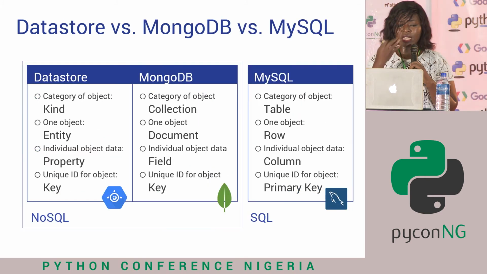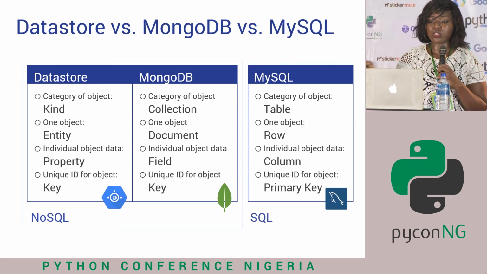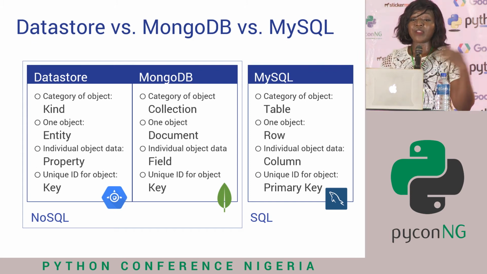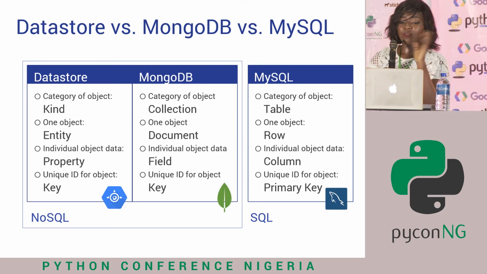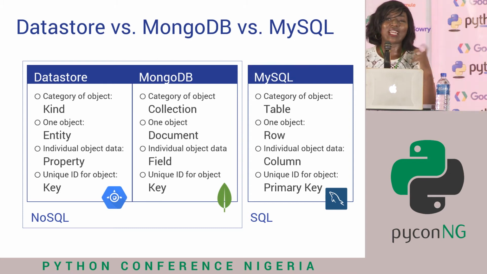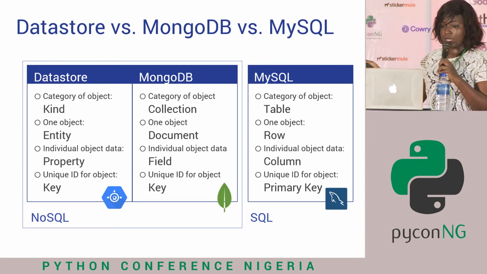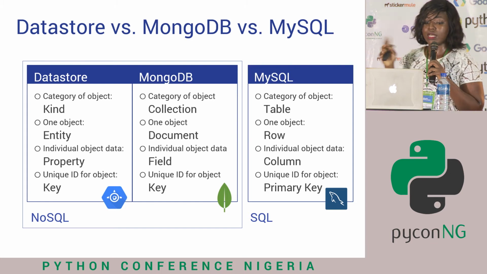And yeah, we have a very short comparison of Data Store, MongoDB, and MySQL. If you're very familiar with MySQL, we have tables, rows, and columns in primary key. What is called a table in MySQL and a collection in MongoDB is known as a kind in Data Store.